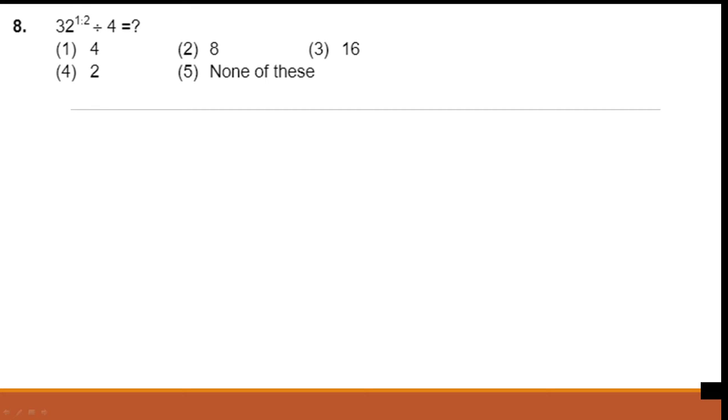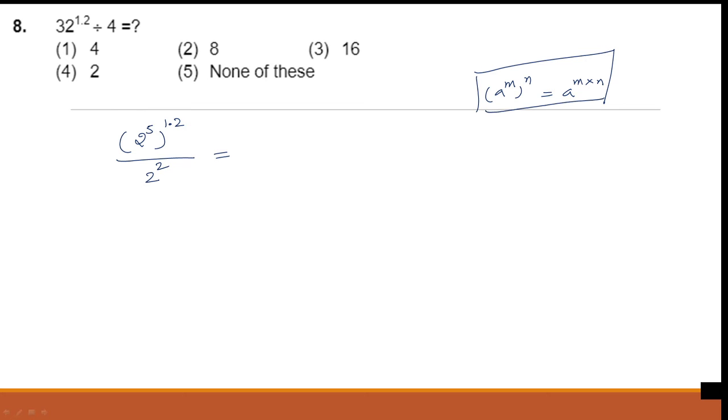32 power 1.2 divided by 4. How to write 32 actually? We can write 32 as 2 power 5 whole power 1.2. Divided by means 4 is there. We can write it as 2 power 2. I'll write one formula here, that is a power m whole power n, the exponents and powers formula. This is the formula I am going to use. A power m whole power n is equal to a power m into n. So 5 into 1.2 will get 6, and in the denominator we have 2 power 2.